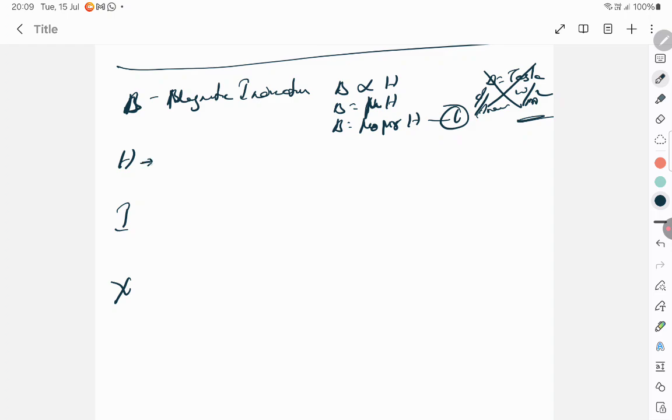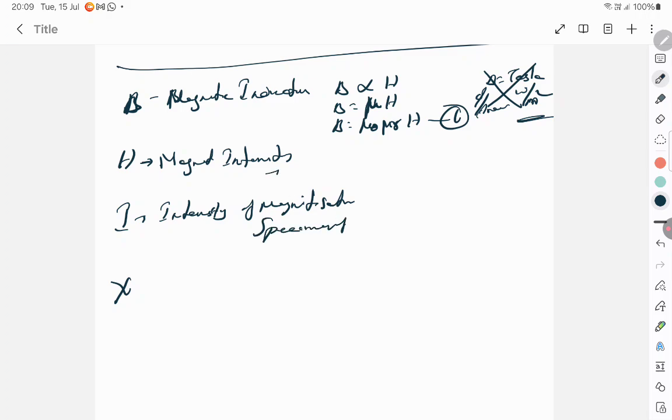What is H? H is field related. It's called magnetic intensity. And I is called intensity of magnetization. This is specimen related, and H is field related. You know, you have a magnetic field, and the strength of the field will be different. You place a specimen, and the ability to get magnetized can be different for copper, for silver. So there are two different things: one is field related and one is specimen related.